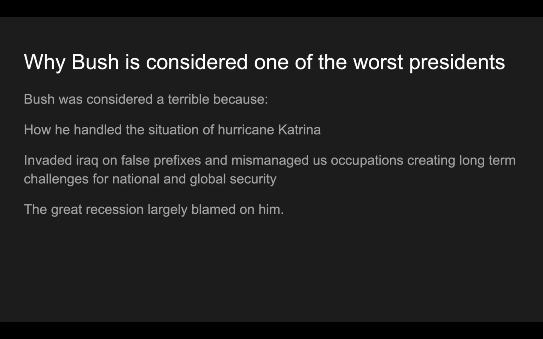This is why Bush was considered one of the worst presidents: how he handled the Hurricane Katrina situation was just terrible. He invaded Iraq on false pretenses and mismanaged U.S. occupations, creating long-term challenges for national and global security, which we're still struggling with today. And a lot of people blame the Great Recession we had in 2008 on him.